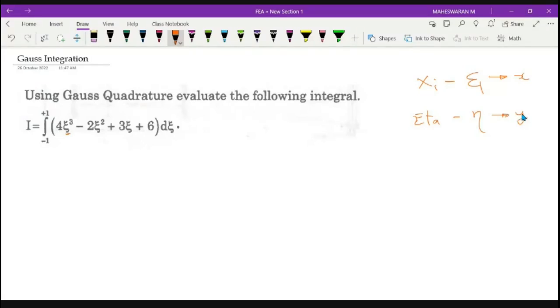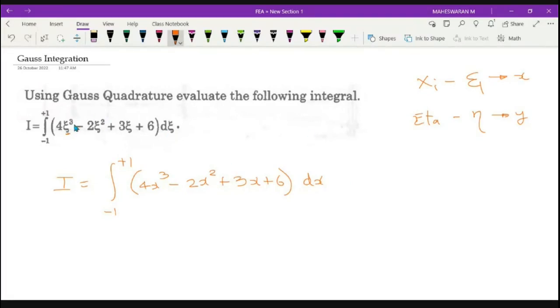Right? So sometimes you will get a problem like this. What it means is you have to rewrite this equation in terms of the x axis, because xi is the x axis as I said. So then what do we do? You have to write it like this: I is equal to integral from minus 1 to plus 1 of 4x cube minus 2x square plus 3x plus 6 into dx. That's all. Very simple. So xi indicates the x axis.